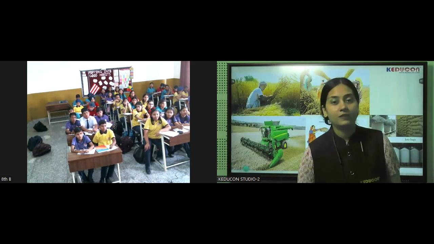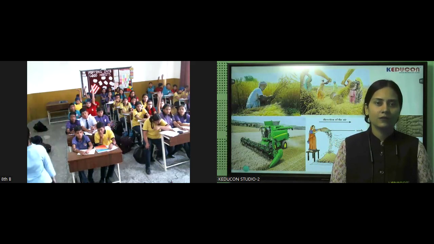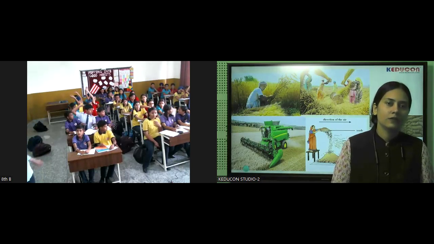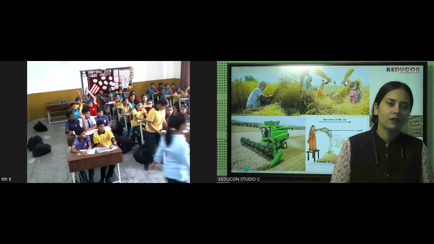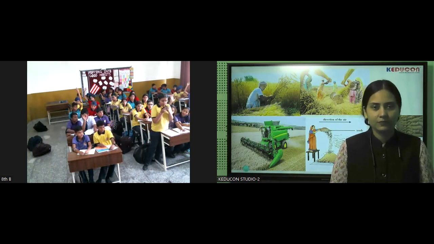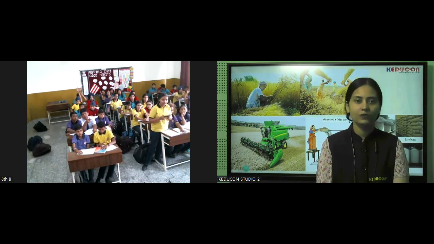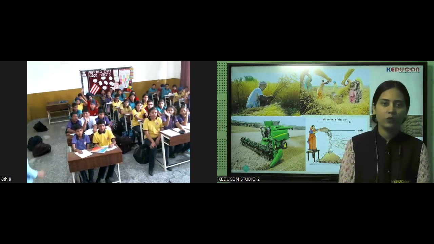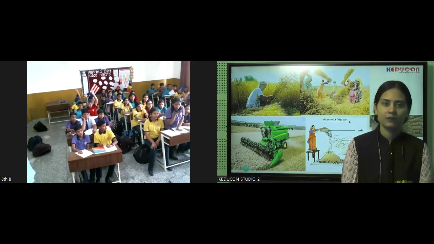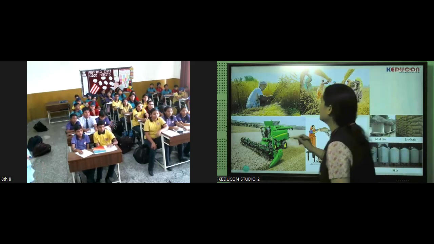So now, our crop is ready. Ready to reap. Now we need to harvest it. Who will tell me what harvesting is? Middle row, first bench, corner girl. Yes. Ma'am, when we grow crops and they have to be cut, that is called harvesting. Okay, that's good. Who will tell me more? Okay, middle girl. Harvesting is the process of cutting down grown crops. Yes, grown or mature crops. That's good.